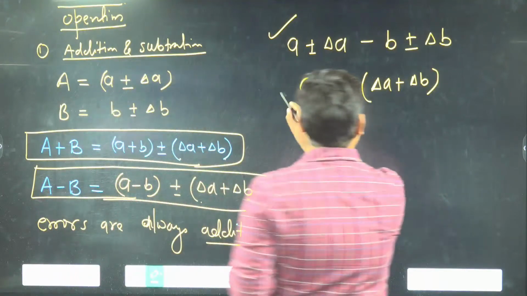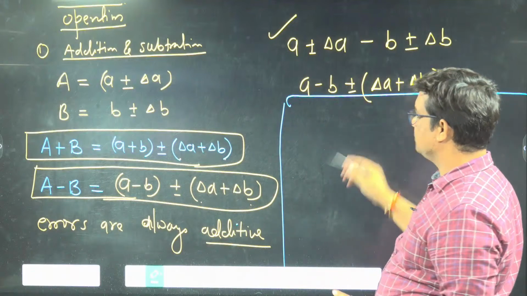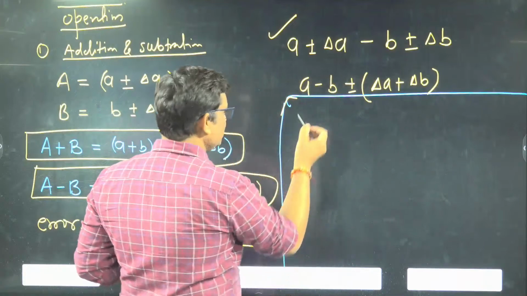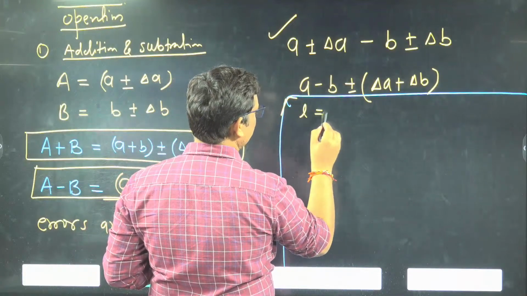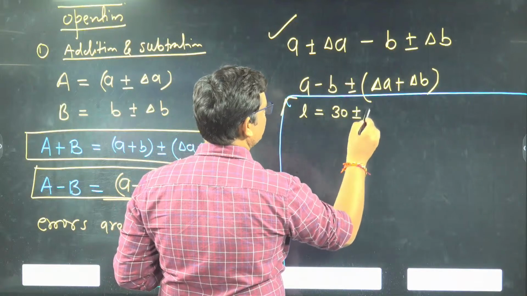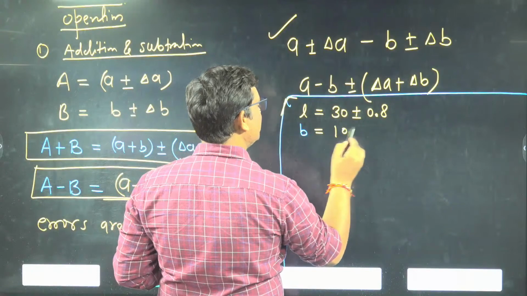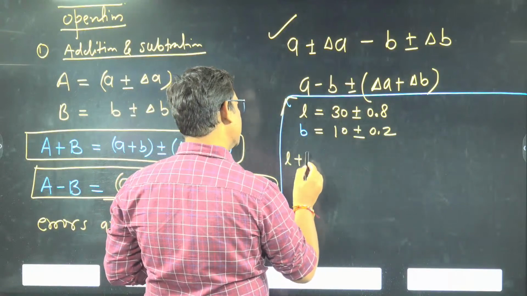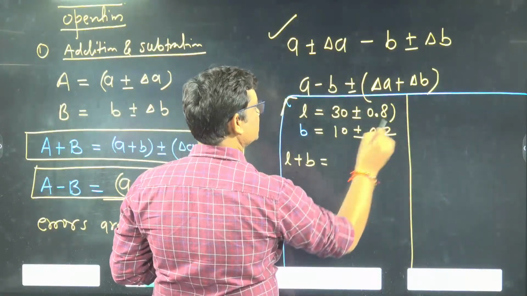I have given an example here of how you will do it. Is there any problem in this one? Errors are always added. I will give you one question here. Suppose L equal to 30 plus minus 0.8 and B equal to 10 plus minus 0.2. What will be L plus B? Tell me the answer for L plus B.